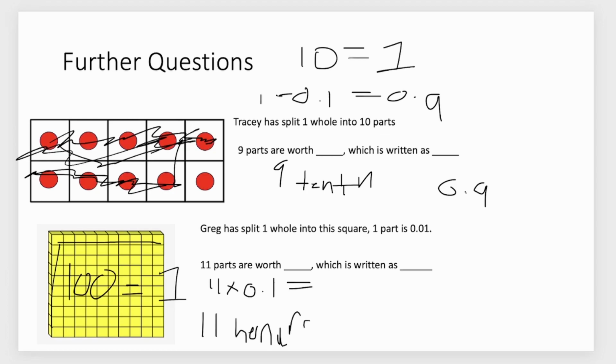And again, my spelling is all over the place, but you get the idea. 11 hundredths. Oh, I cannot spell. My computer is really messing up. There you go. 11 hundredths, sort of. Which is also written as 11 times our 0.01. So we actually get the value of 0.11, right? Because we are getting 11 lots of our 0.01. So 11 of those.